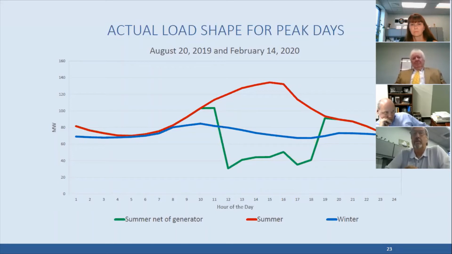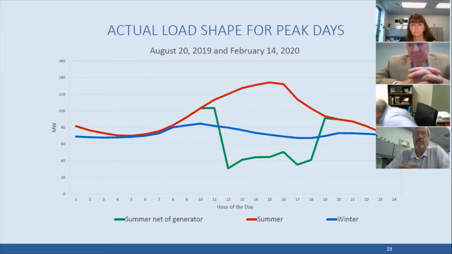The blue one is from February 14, 2020, and that's a winter peak day. And you can see it starts out low and it comes up to a peak around 10 a.m. and then it drops off a little bit and then it comes up a little bit more at hour 20, 8 p.m., and then it stays kind of low.